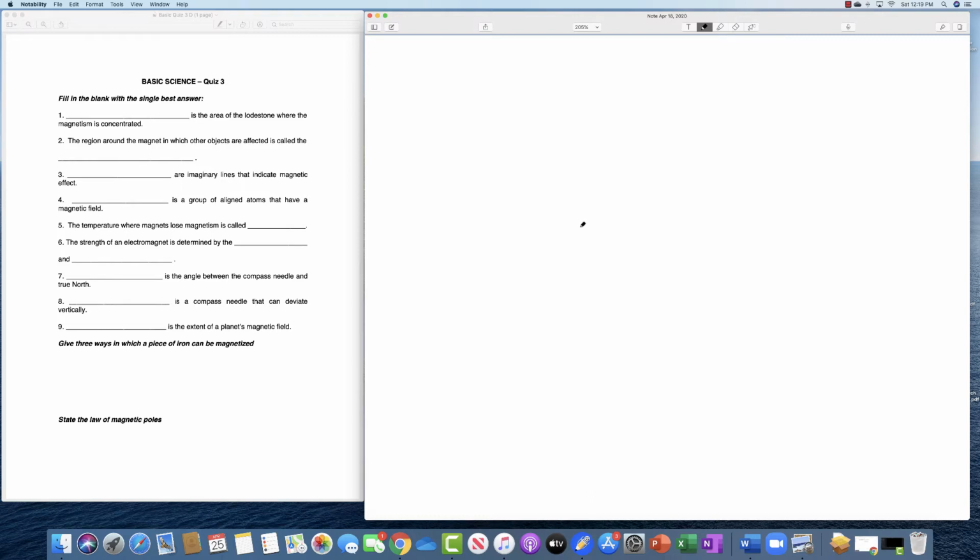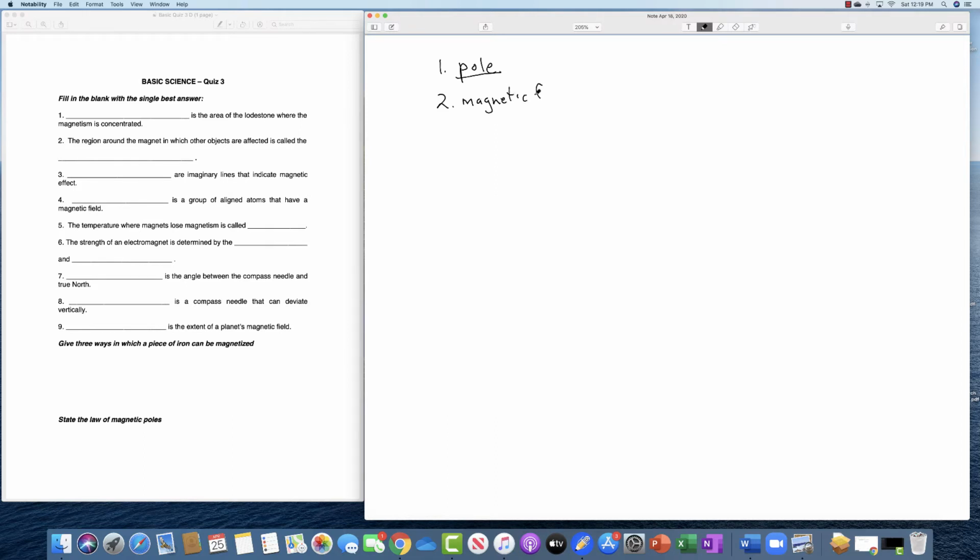So the first one says blank is an area of the lodestone where the magnetism is concentrated. That's called a pole. There's generally on a magnet a north pole and a south pole, but the concentration of magnetism is at the poles. Number 2, the region around the magnet in which other objects are affected is called the field, magnetic field.